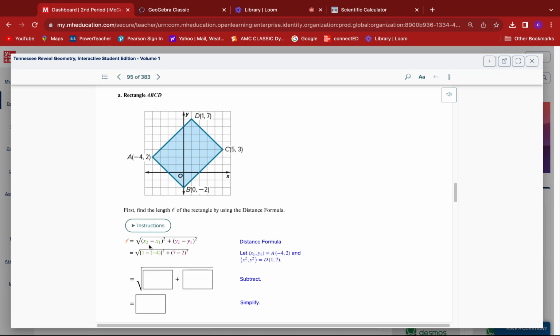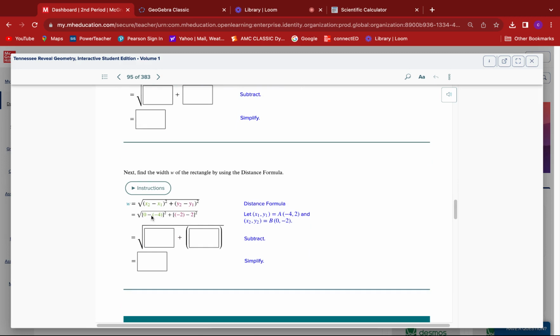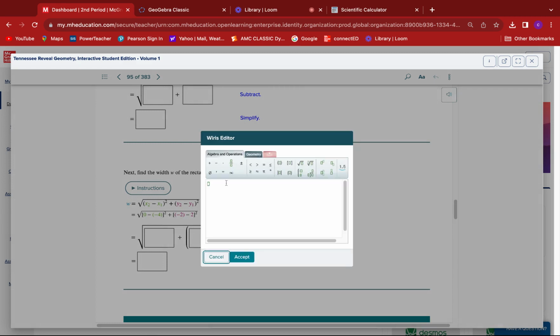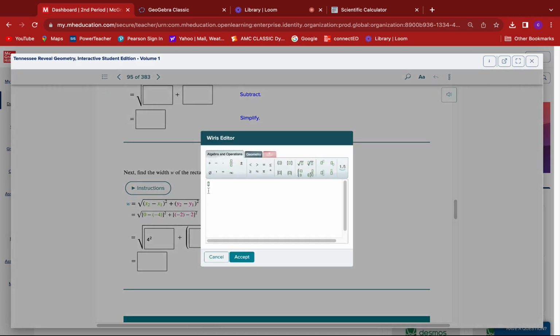I'm sorry, this is A to D. All right, so let me scroll for A to B. So I get exactly what happens here. 0 minus a -4 is 4 squared, and that's exactly what I got by counting. So I'm going to put in 4 squared. And -2 minus 2 is a -4. So here I go again, -4 squared.